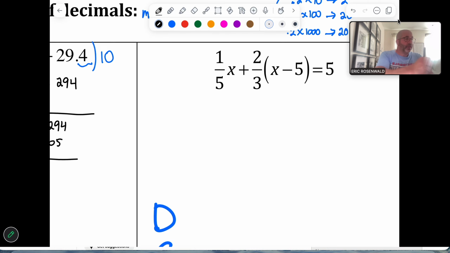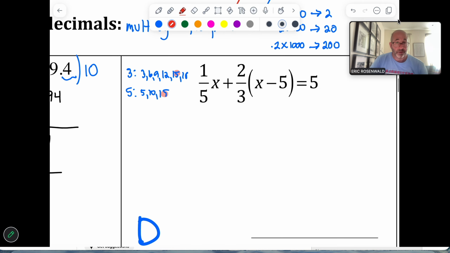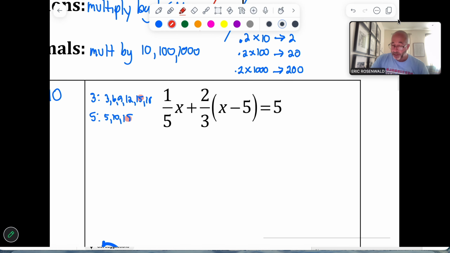All right, so how do we get rid of 3 and how do we get rid of the 5? Well, we've got to figure out what's the least common multiple of these. If we look at 3, we're going to have 3, 6, 9, 12, 15, and 18, right? And then we look at 5, we've got 5, 10, 15. And then hopefully you can see that 15 is the least common multiple for these. So let's multiply everything by what we just said, 15.